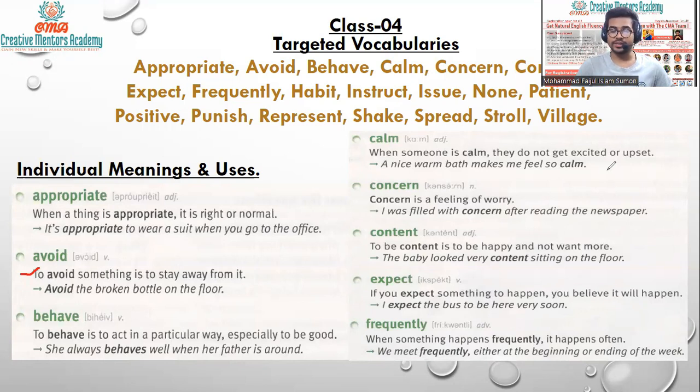And next one is frequently. When something happens frequently, it happens often, right? Often or often, both are correct, no problem. Don't worry about pronouncing this word, often or often. We meet frequently, either at the beginning or ending of the week, right?